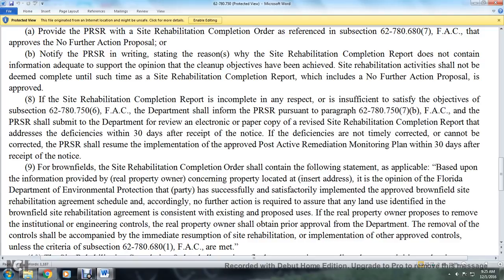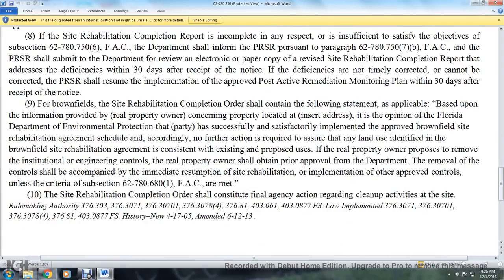If the deficiencies are not timely corrected or cannot be corrected, the person responsible for site rehabilitation should resume the implementation of the approved post-active remediation monitoring plan within 30 days after receipt of the notice. 9. Brownfields: the site rehabilitation completion order shall contain the following statements, applicable based on the information provided by the real property owner: concerning property located at, insert address, it is the opinion of the Florida Department of Environmental Protection that the party has successfully and satisfactorily implemented the approved brownfield site rehabilitation agreement schedule. Accordingly, no further action is required to ensure that the land identified in the brownfield rehabilitation agreement is consistent with the existing and proposed use.